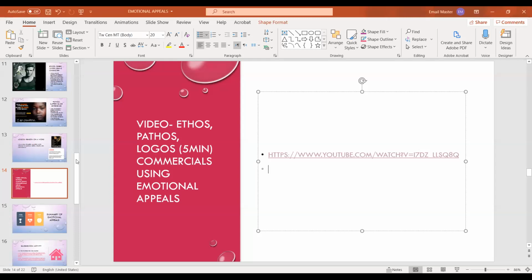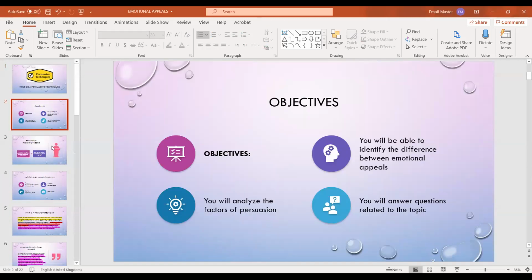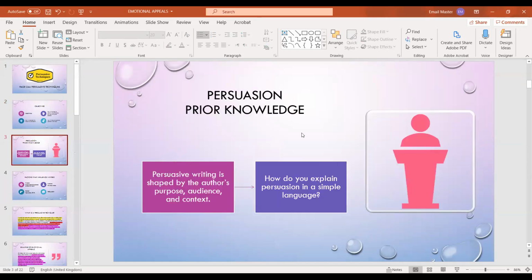So now, let's look at another PowerPoint slides. So when we look at the persuasion, just check your prior knowledge. Persuasive writing is shaped by author's purpose, audience, and context.